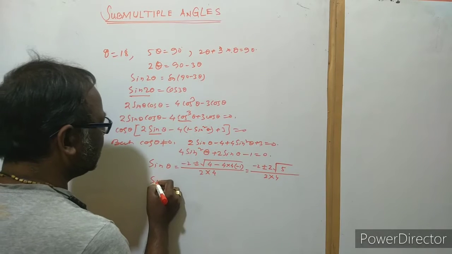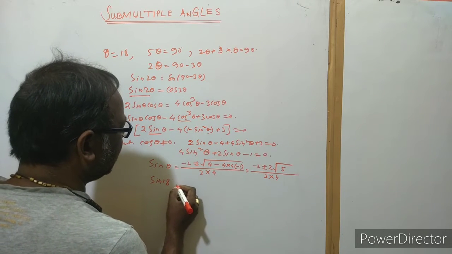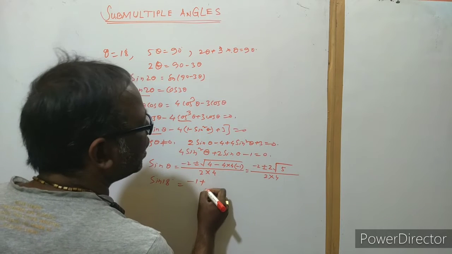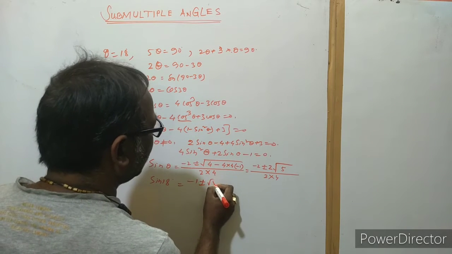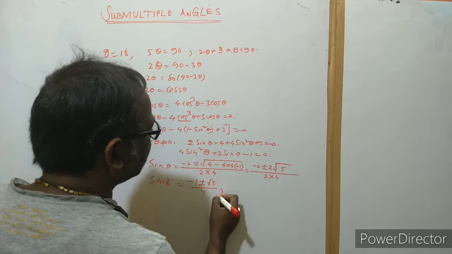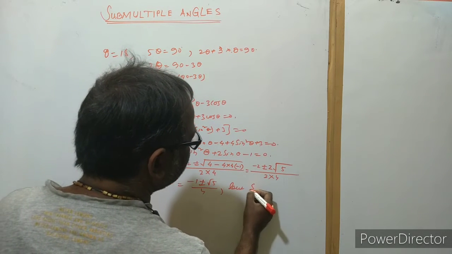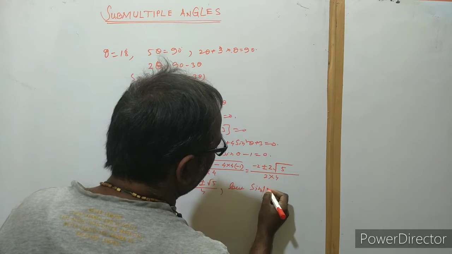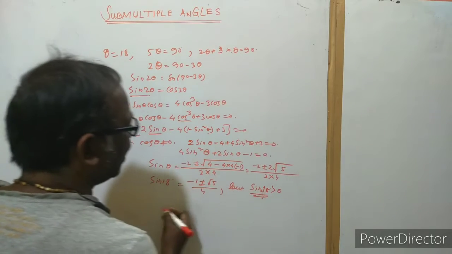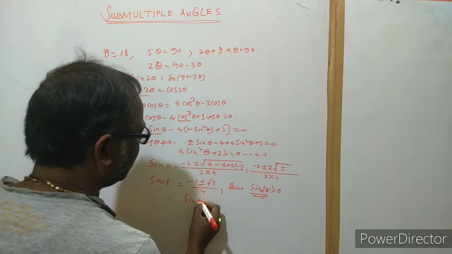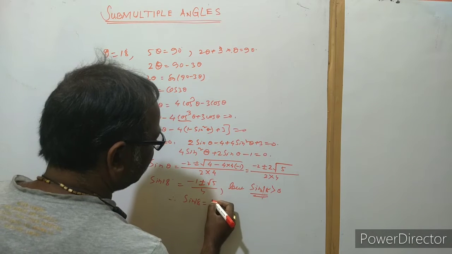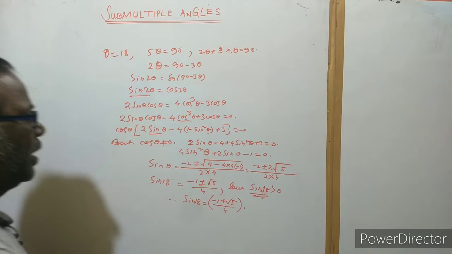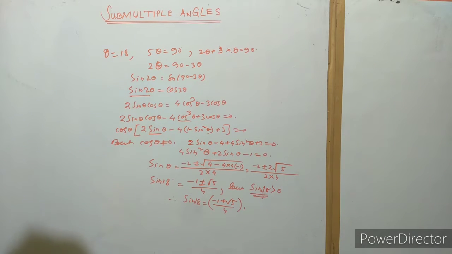And now this is actually 18 degrees. So we get minus 1 plus minus root 5 by 4, but sine 18 lies in the first quadrant, so this value is always positive. Therefore sine 18 is minus 1 plus root 5 by 4. This is the value of sine 18.